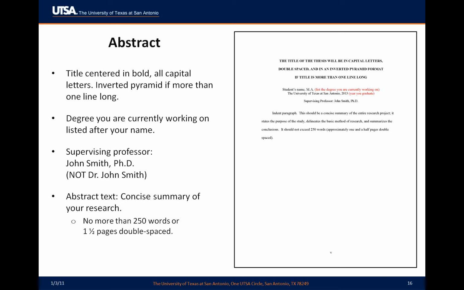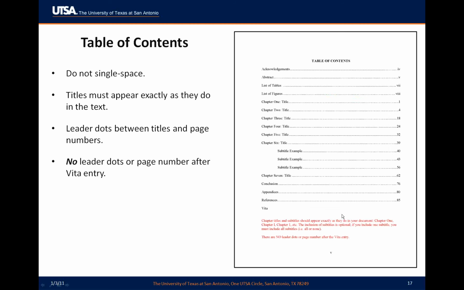Then when you actually get to the text of your abstract, the abstract is a concise summary of your research. It should be no more than 250 words or approximately 1.5 pages double-spaced. Please note that we are continuing with the page numbering. You are still using lowercase Roman numerals down here at the bottom center of the page.